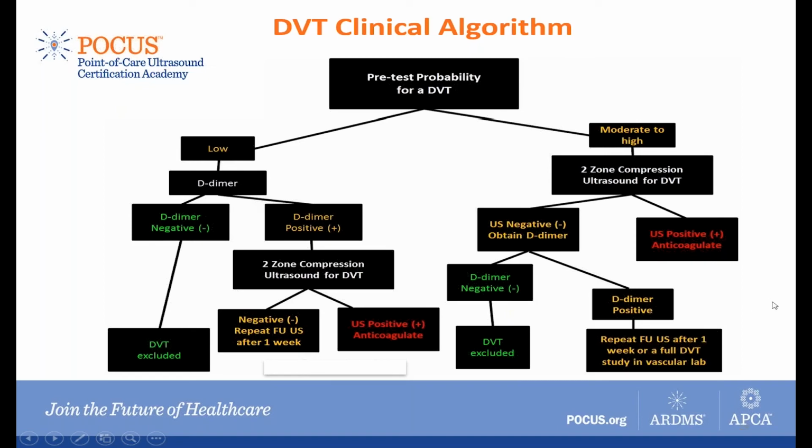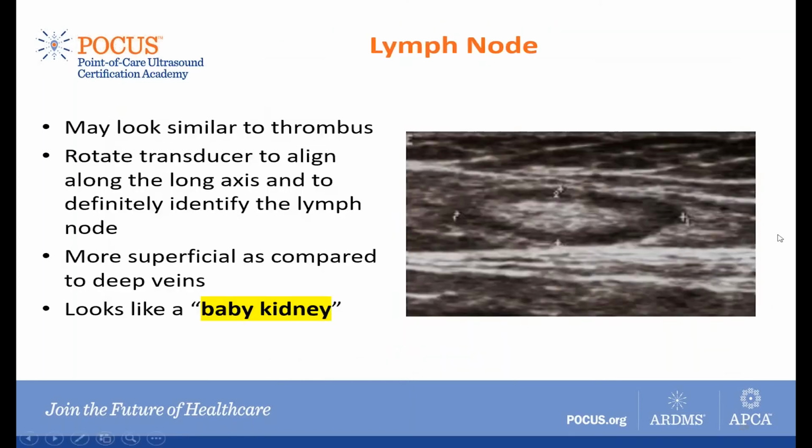The full study, in my opinion, should be done in patients, even if you're doing a two-zone, two-point compression test, because we're not really looking at the entire vessel tree, and we couldn't possibly do that because that exam would take 45 minutes. Compared to this one, it would take about 5 minutes to do this.